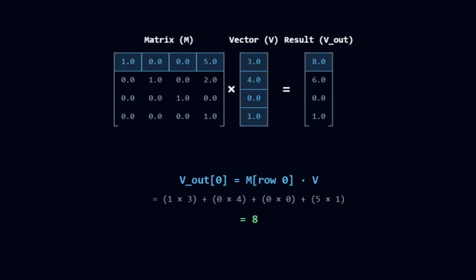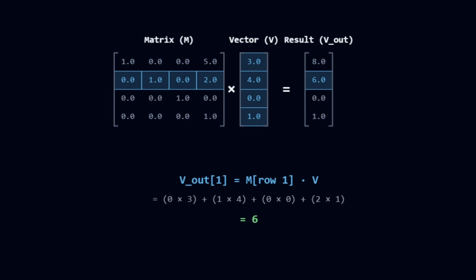A matrix is essentially a grid of numbers, but do not let the spreadsheet look fool you. In a 3D engine, a matrix acts as a master transformation machine. How does it actually work? It starts with matrix vector multiplication.